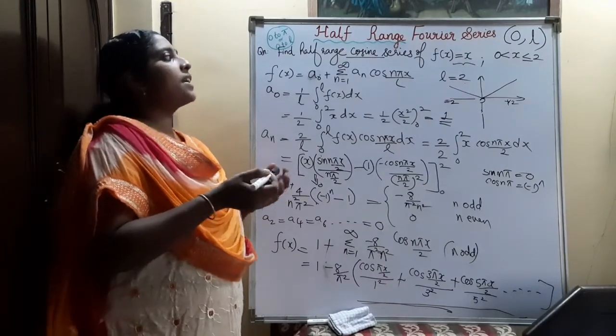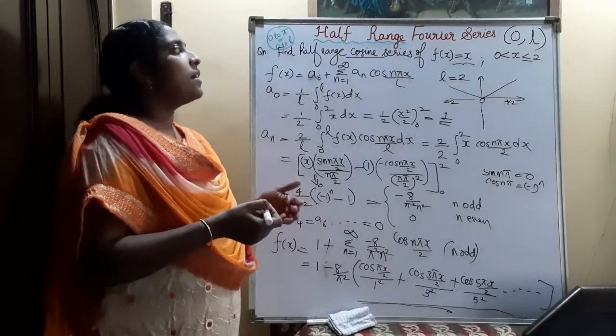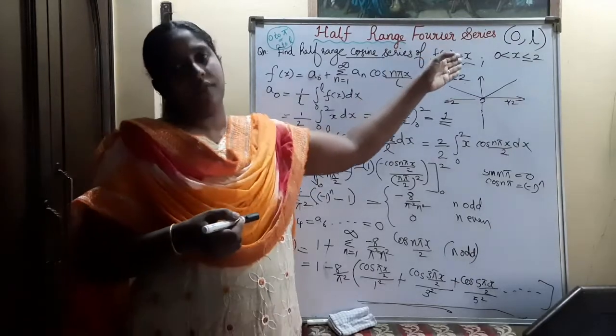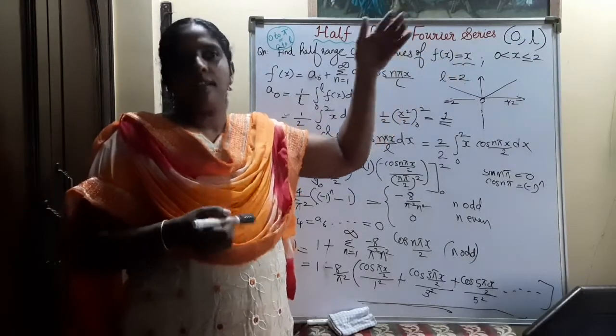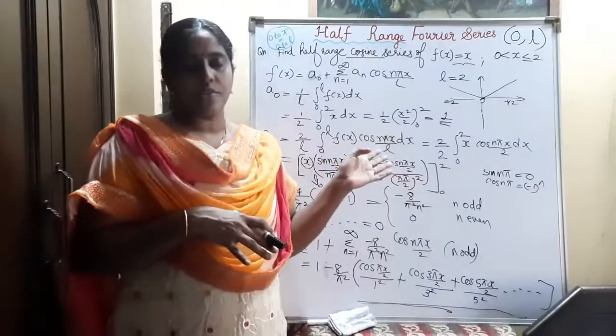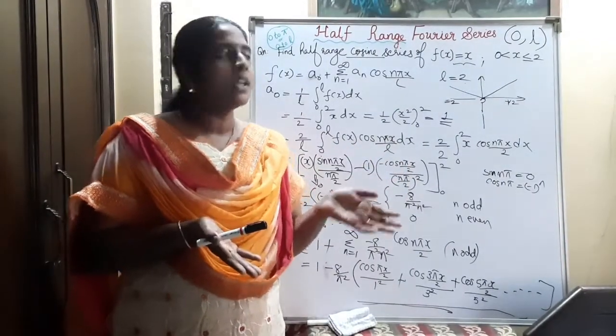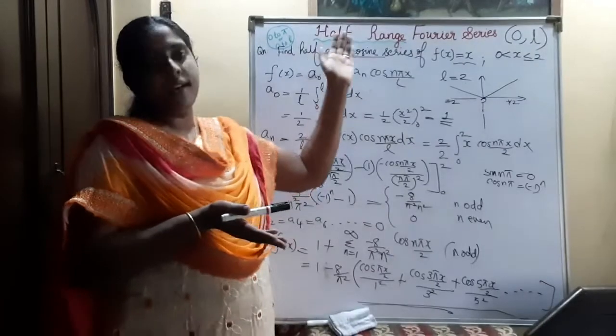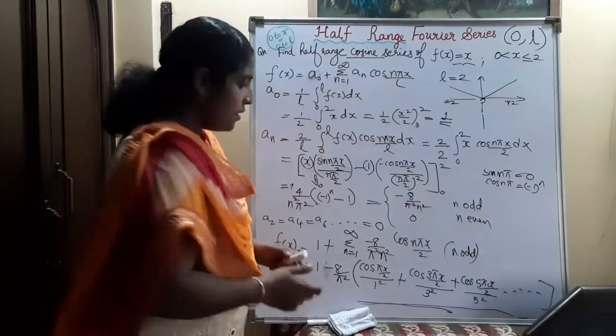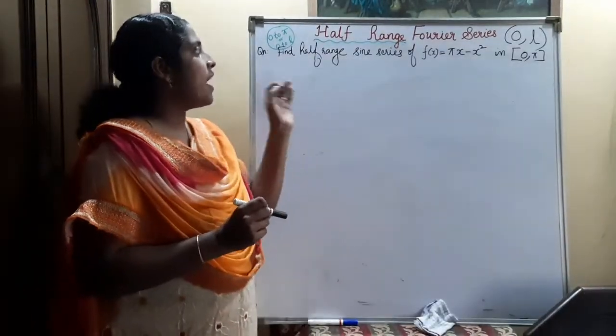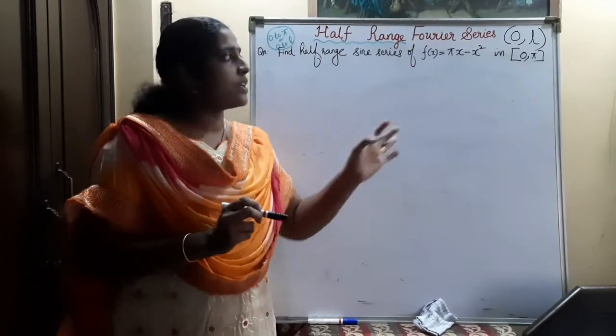The same question they can ask: write the even function of the given f of x. Then also we have to find out the half range cosine series. Otherwise, if they are asking to write the odd function of the given function, then we have to find the half range sine series.